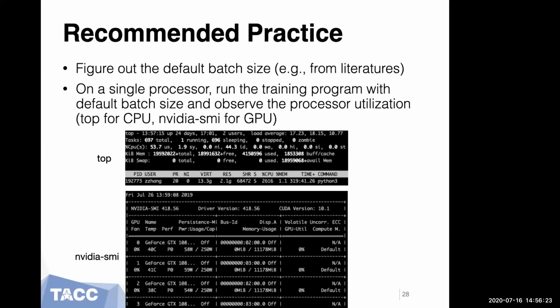Yeah, that's a good point to start. Figure out the default batch size, and on a single processor, run the training program with the default batch size and observe the processor utilization. If you're on a CPU, run top when you're training. If you are using a GPU, then use nvidia-smi. Here on the CPU side, we're using 26 cores out of 48, or 56 on Skylake, right? And if you're training on GPUs, you can tell the utilization from here. Just make sure on a single node that you are saturating these computation resources, okay?